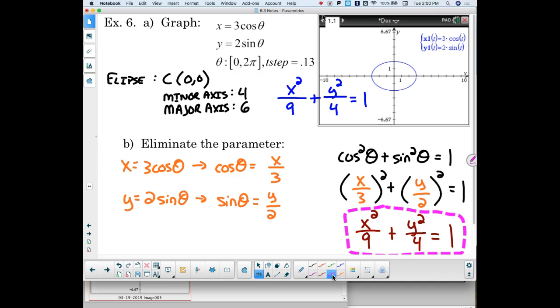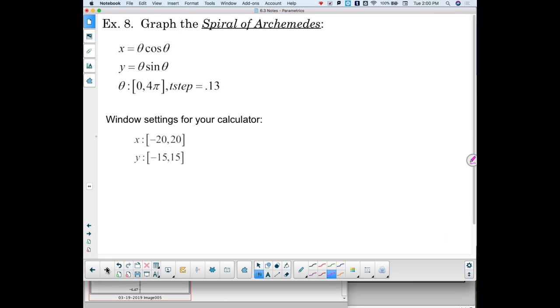Now, this next one, I just want you to graph. I don't want you to eliminate the parameter on this one. So, let's graph that one. Graph me the spiral of Archimedes. You're going to have to notice a couple of tweaks here. Tweak number 1, you're going to have to adjust your t values. Tweak number 2, you want to probably adjust your window too.